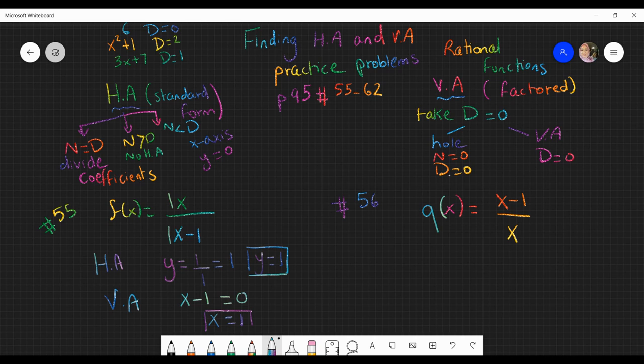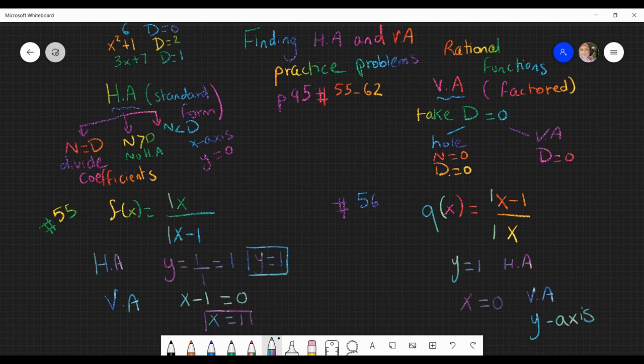For 56, very similar, same degree, I'll divide coefficients. Now I know y equals 1 is a horizontal asymptote. I'll take the denominator, which is just x, and I'll equal it to 0. And this is the vertical asymptote. And I should recognize this equation. This is an equation of the y-axis.